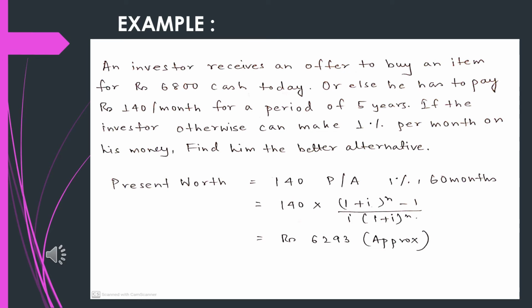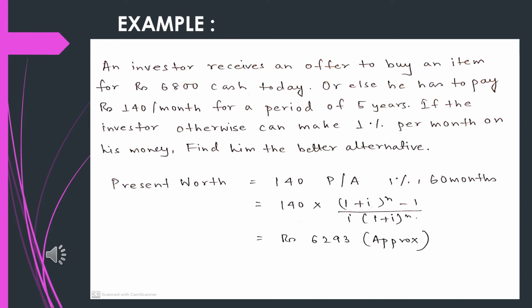In this example, an investor receives an offer to buy a particular product at rupees 6,800 in cash right now, or else the person needs to pay rupees 140 per month for a period of 5 years. If the investor otherwise can make 1% per month on his money, find the better alternative.